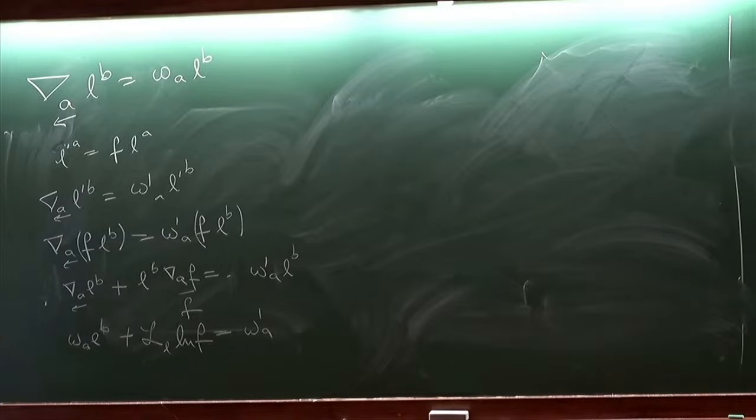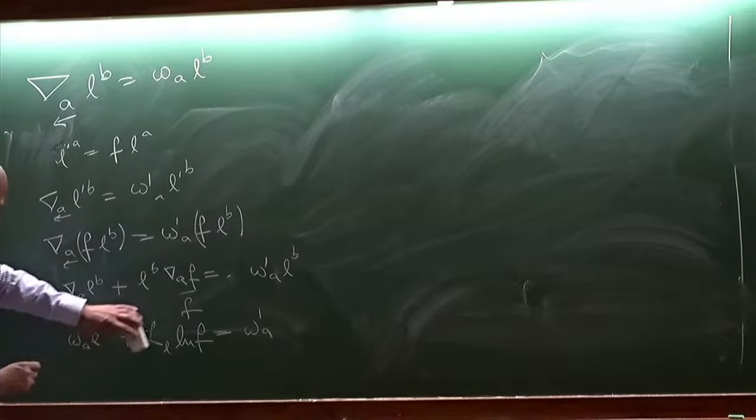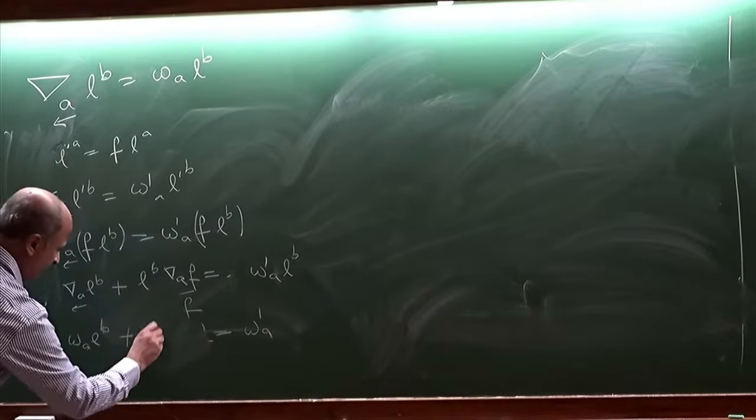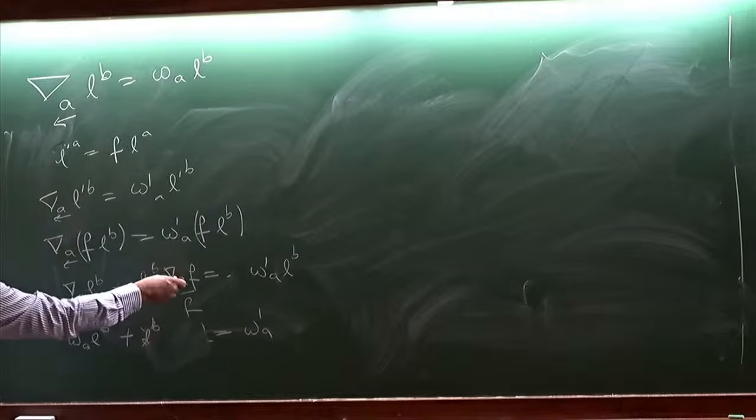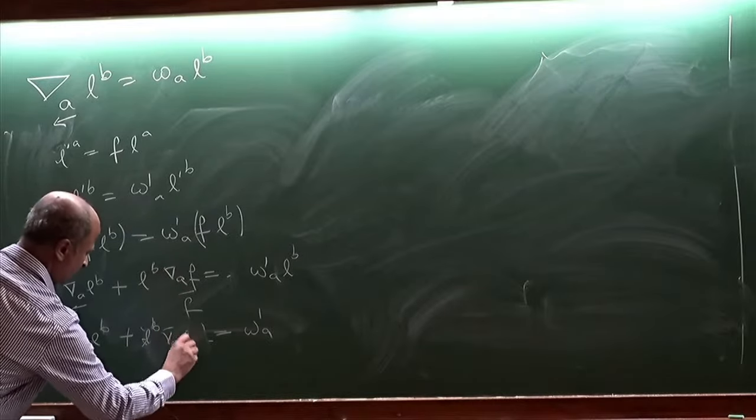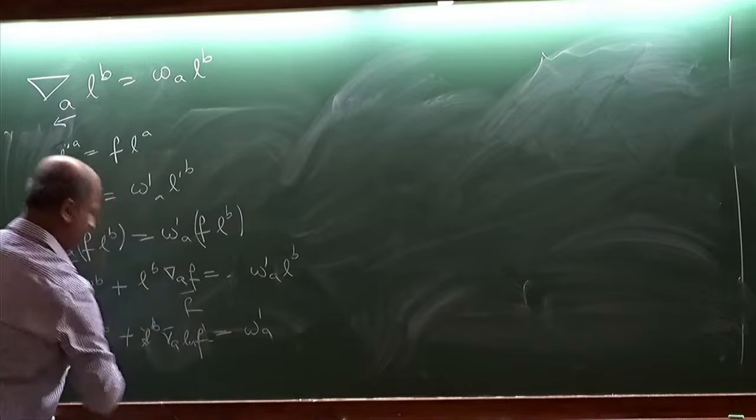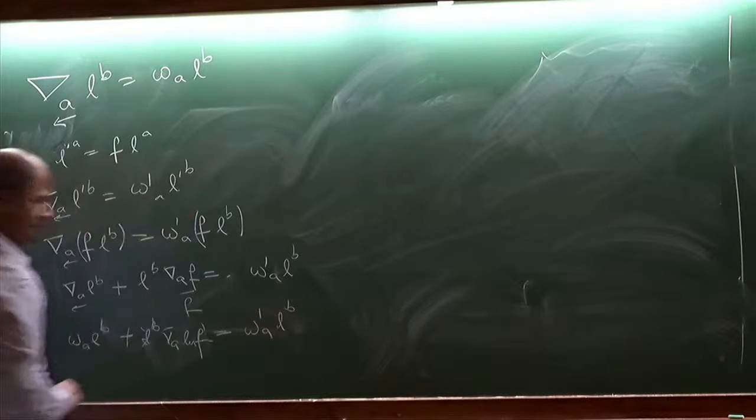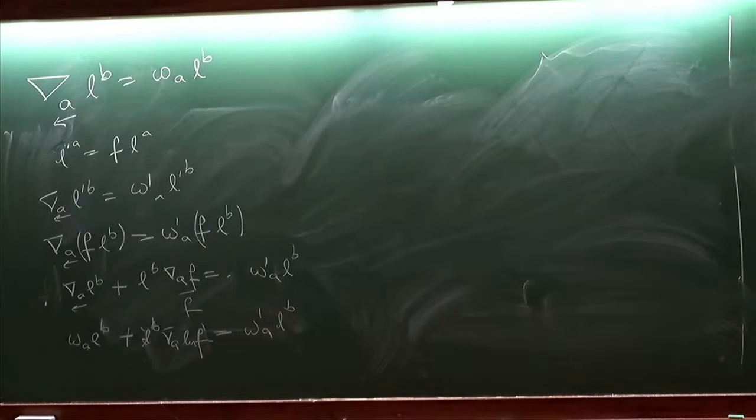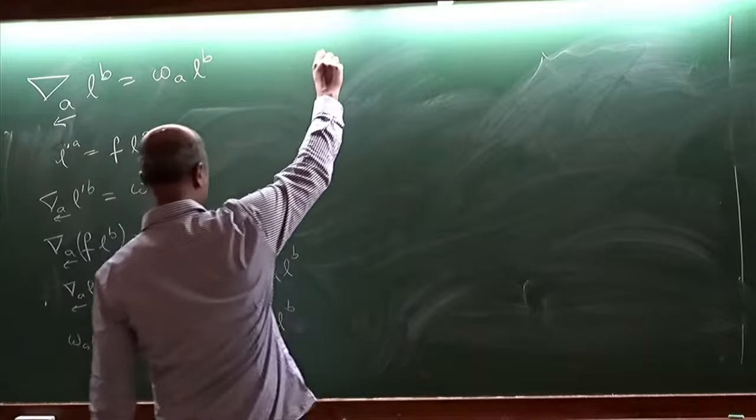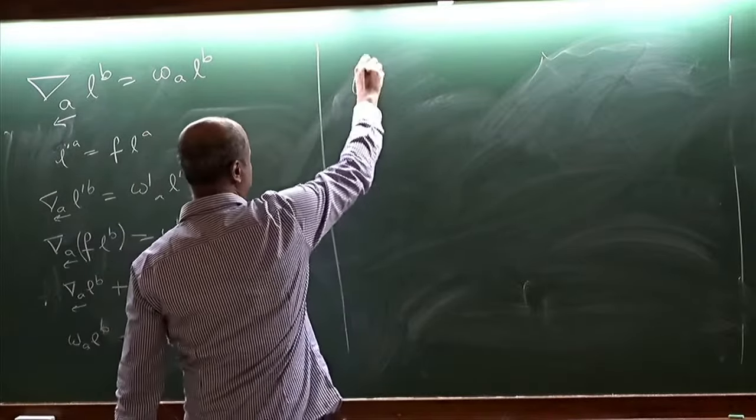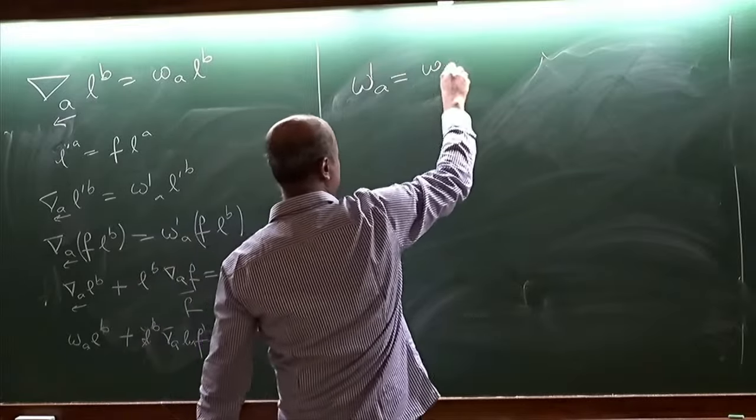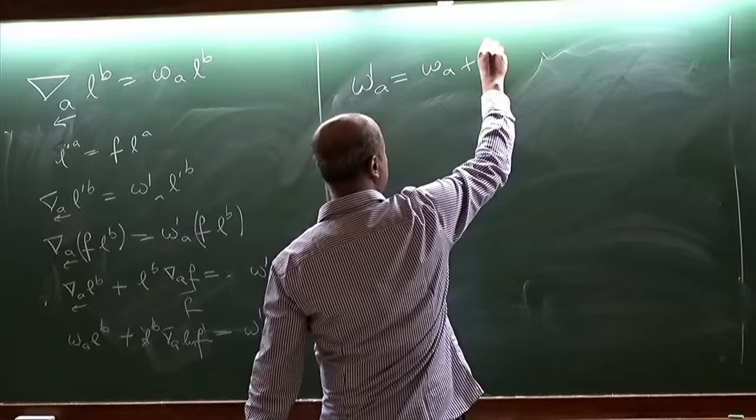Sorry, this is not the Lie derivative. This is L^B times just the differential, grad_A of log F. And there's an L^B here. So take out the L^B, then we get the condition that I wanted, which is that omega prime_A equals omega_A plus grad_A log F.